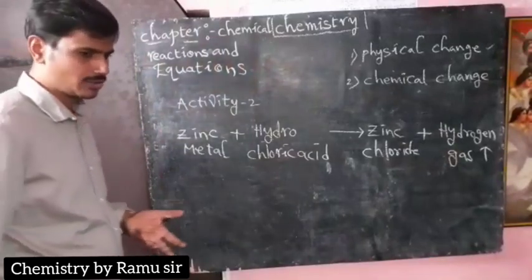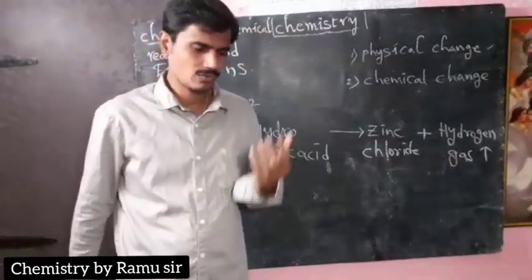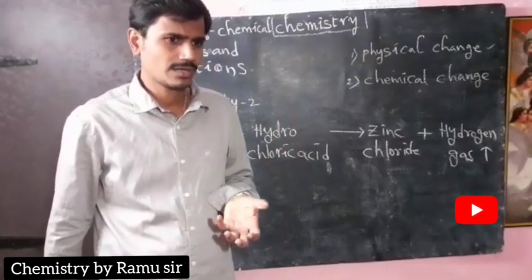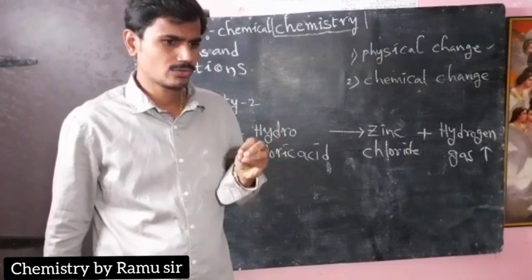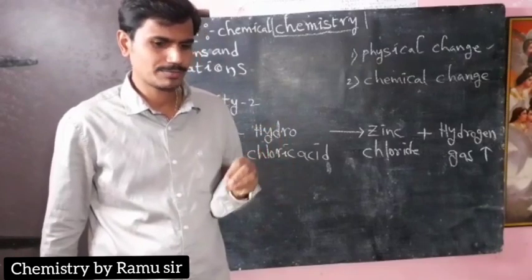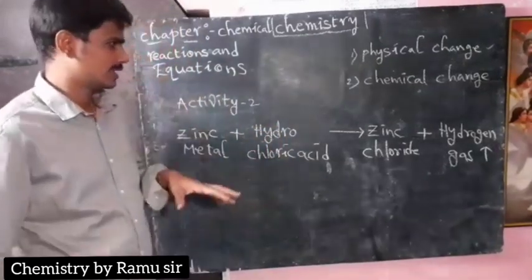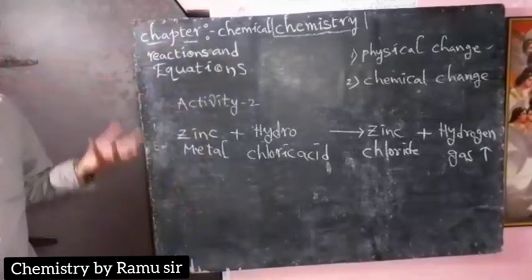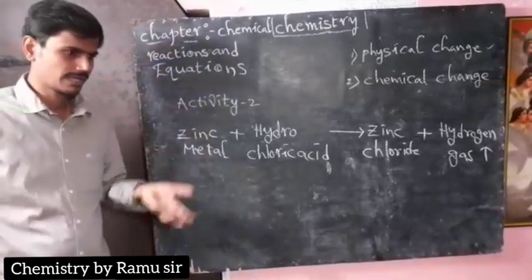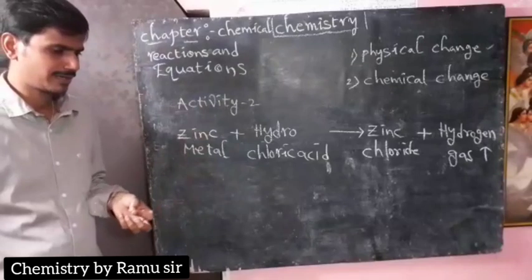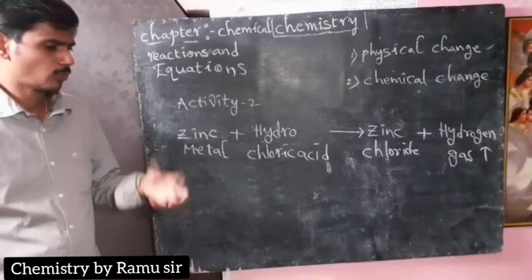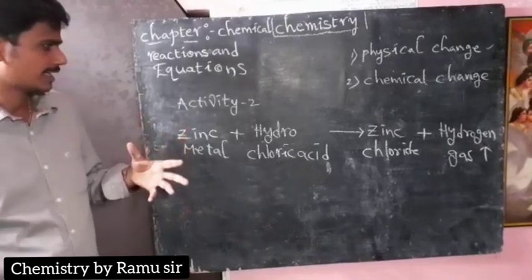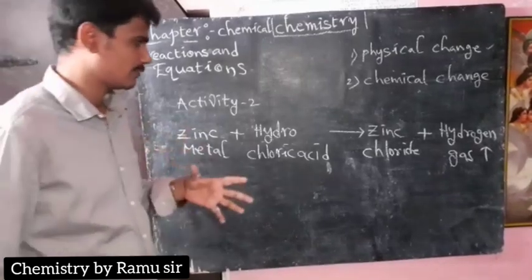I already told you: we take one conical flask, take some amount of hydrochloric acid, and add two or three small pieces of zinc metal. There is a chemical reaction, and hydrogen gas evolves from the conical flask. When we bring a burning splinter, the flame goes off with a pop sound, which is the property of hydrogen gas.